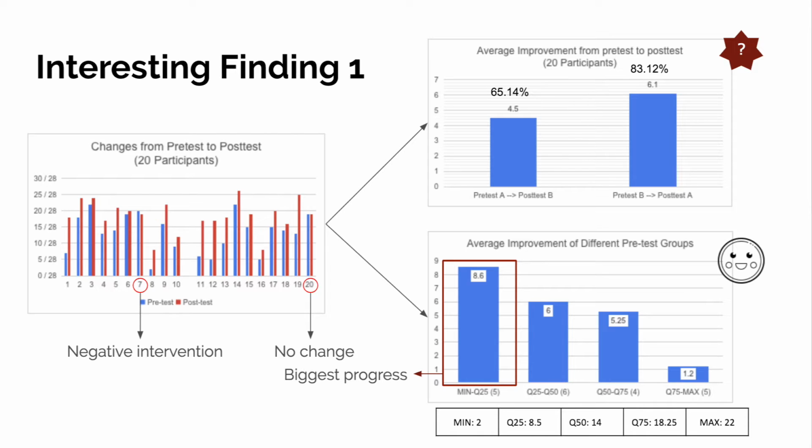For the graph in the bottom, it shows the average improvement of different pre-test groups. So here you can see students in the lowest pre-test groups made the biggest progress after our course. I think it means that our course is friendly to beginners. And also the highest pre-test groups also made some progress. So different levels of students can learn something from our course.